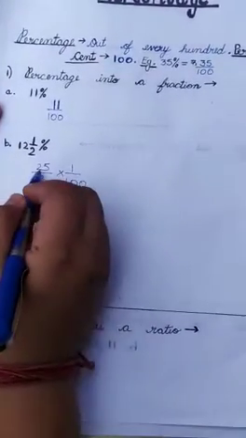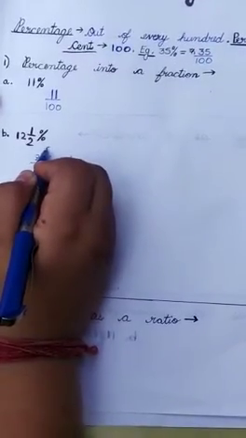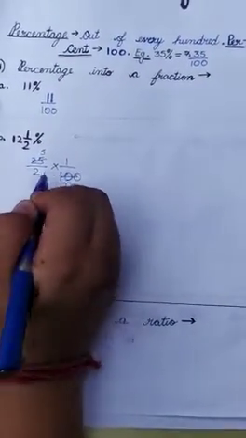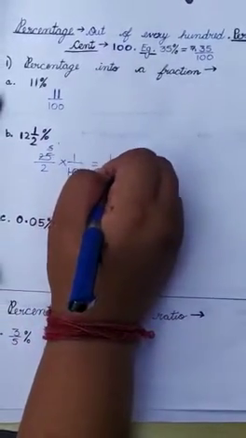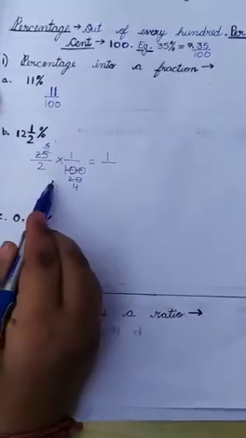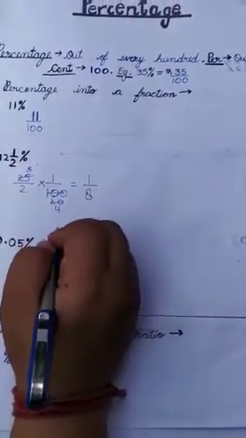Now we will reduce it by cross multiplication. So 5 5s are 25, so we are getting 1, and we will multiply 4 2s are 8, 1 upon 8. So the answer is 1 upon 8.